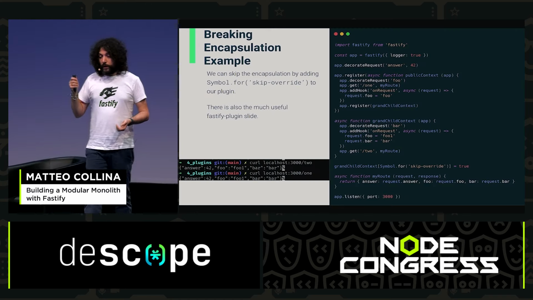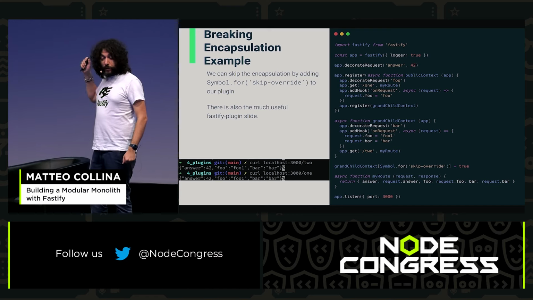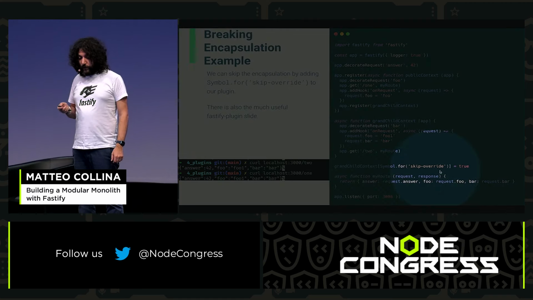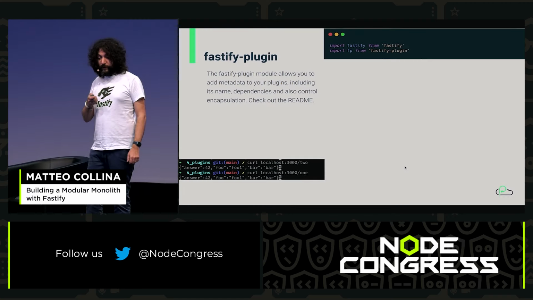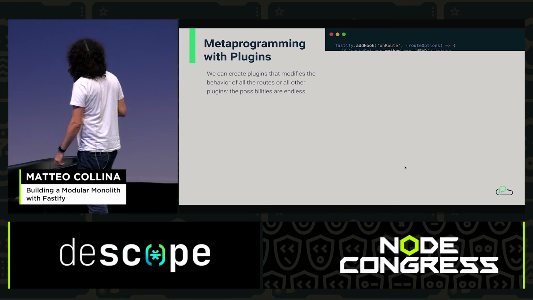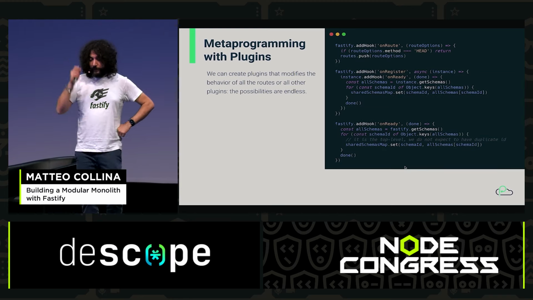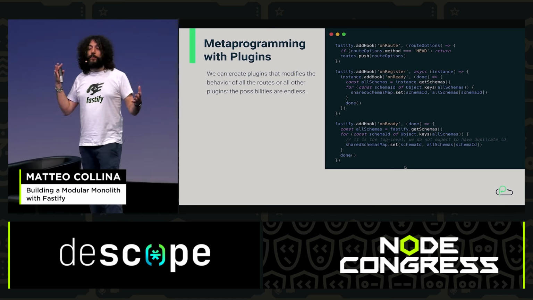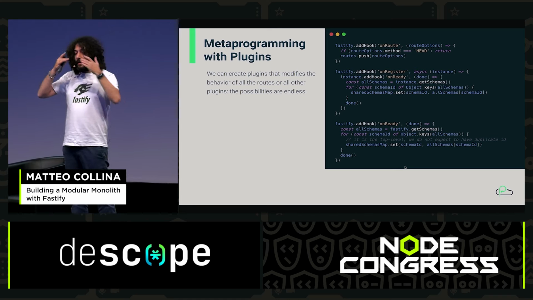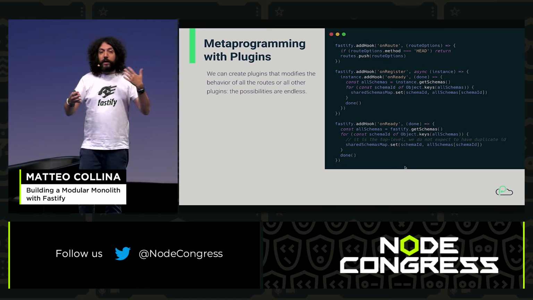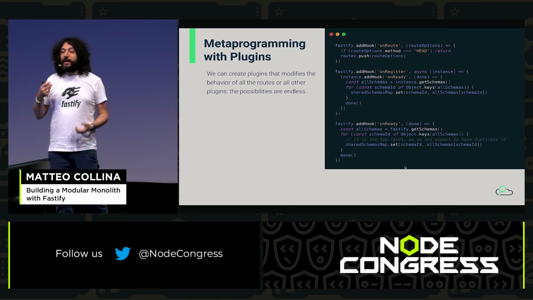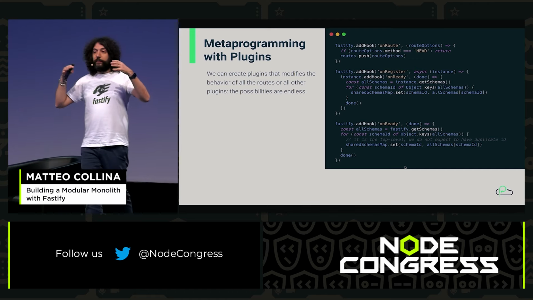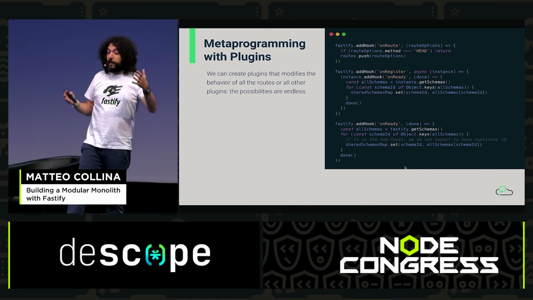How do you break the encapsulation though? You can use skip override or the Fastify plugin. Again, we are missing some slides, but okay, it arrived. Also, you can use plugins to do meta programming. So when you register a plugin or a route, you could automatically add new behavior and automatically customize the way the system works.